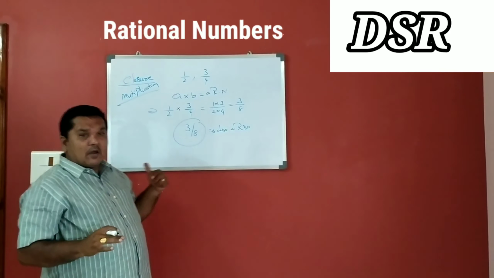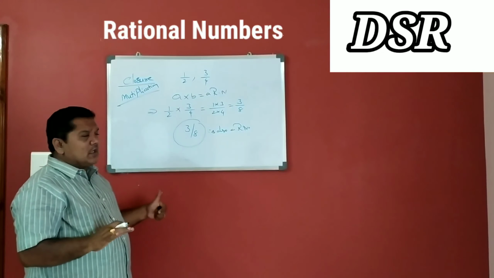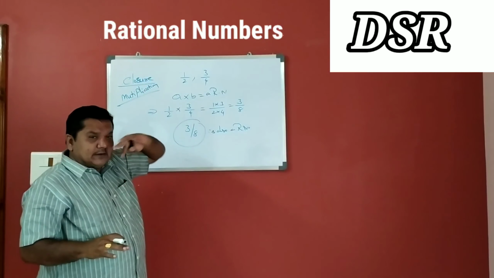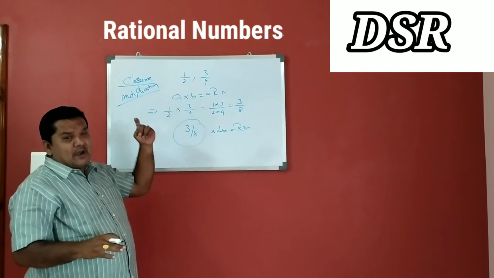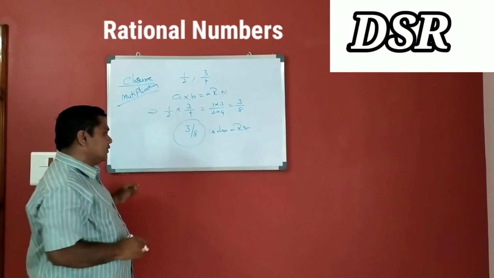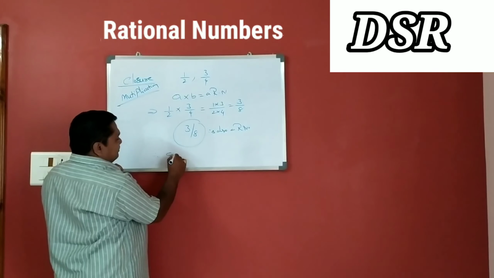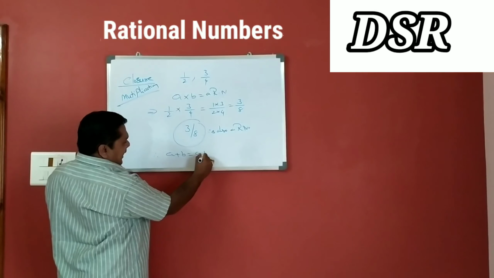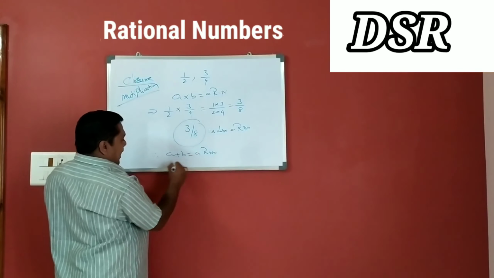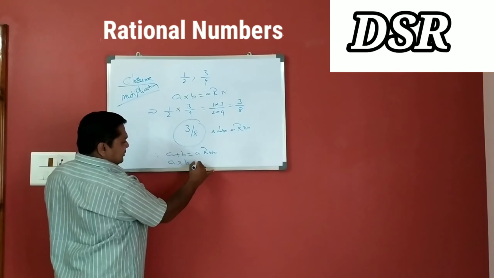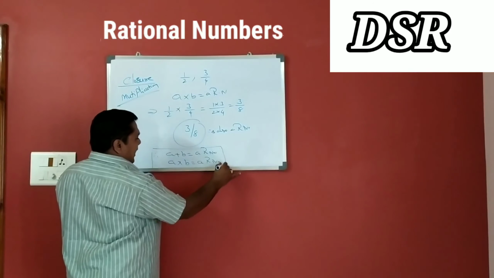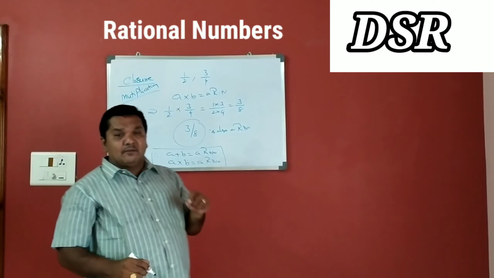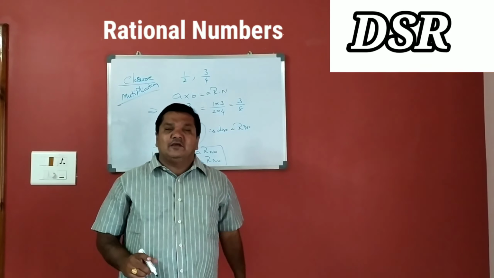So what we have observed here is that if you take any two rational numbers, their addition and multiplication are also satisfied. Therefore, A plus B is a rational number, and A into B is also a rational number. The closure property is satisfied under addition and multiplication with rational numbers.